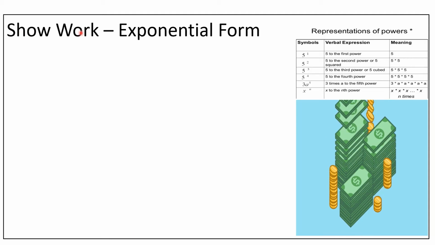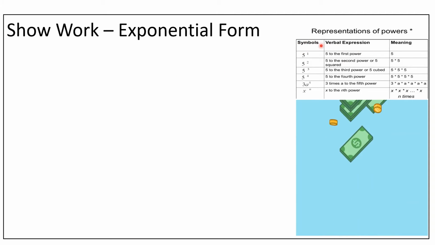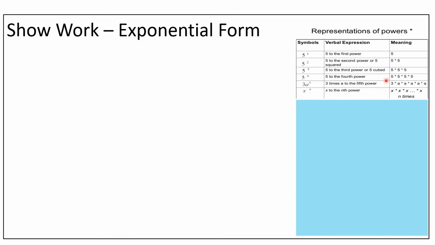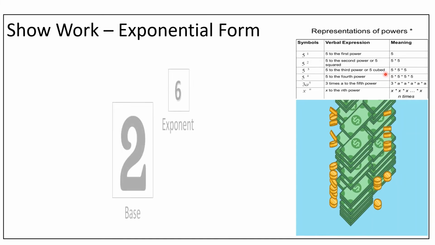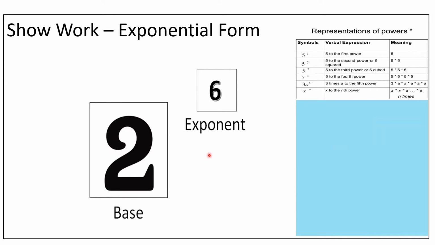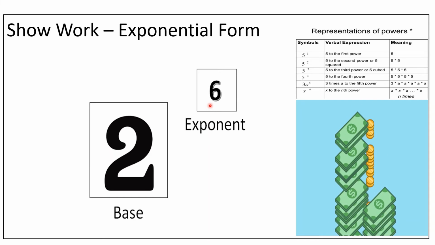Also, we want to put this in exponential form, and if we look, our symbol, which is our exponential, is basically the exact same way that we say it and we write it. Okay? So it's nothing really difficult about this. This is just simply 2, which is our base, and 6 is our exponent. 2 to the 6th power.